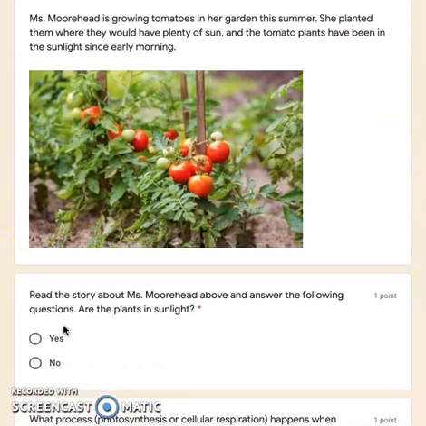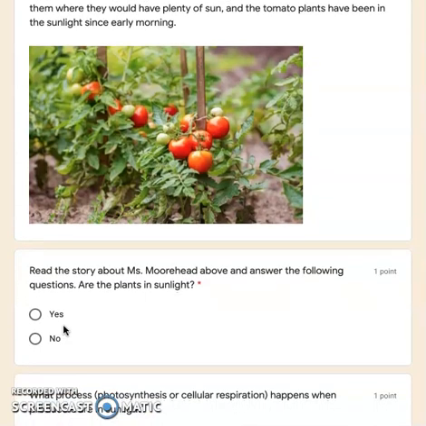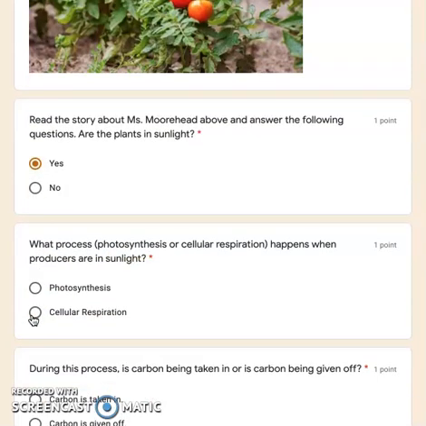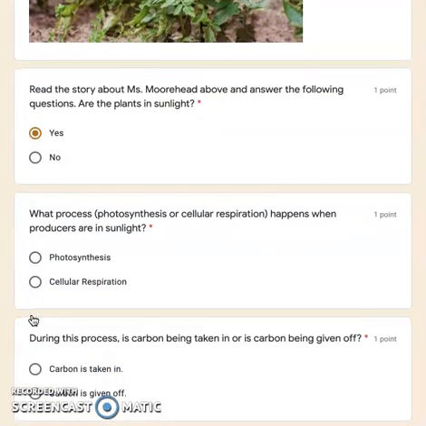All right, let's take a look at this next question. It says, Miss Moorhead is growing tomatoes in her garden this summer. She planted them where they would have plenty of sun, and the tomato plants have been in sunlight since early morning. So we know that it's daylight, it's early morning, they've been in the sunlight. So it says, read the story about Miss Moorhead above and answer the following questions. Are the plants in sunlight? Yes, they are.